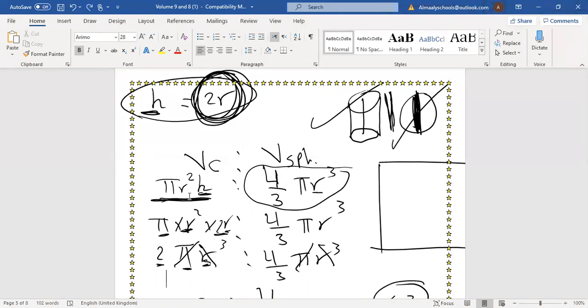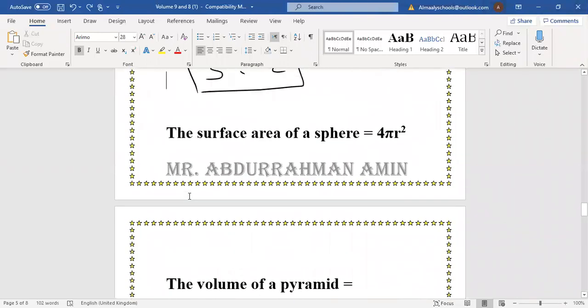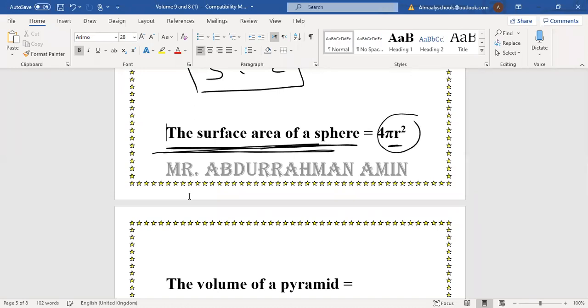Now, the next part is the surface area of the sphere. To memorize it, you can say the surface area of the sphere equals the area of 4 circles. Do you remember the area of a circle equals what? Pi r squared. So the total surface area of the sphere equals 4 pi r squared. Memorize it: 4 pi r squared.